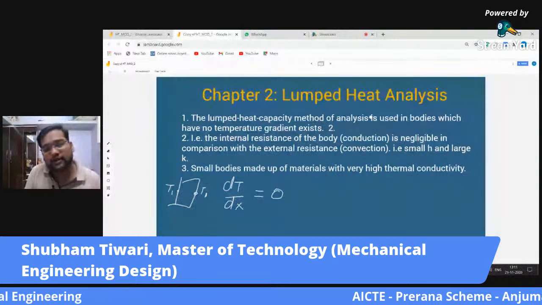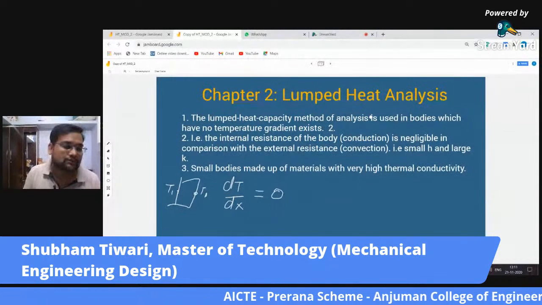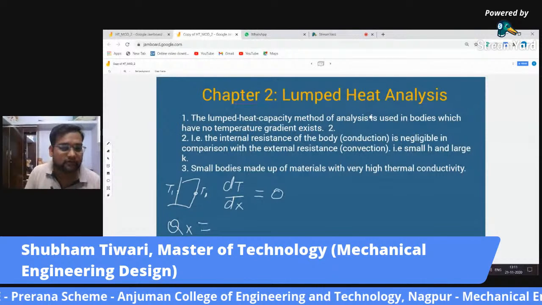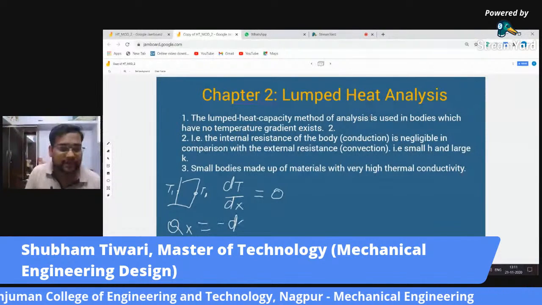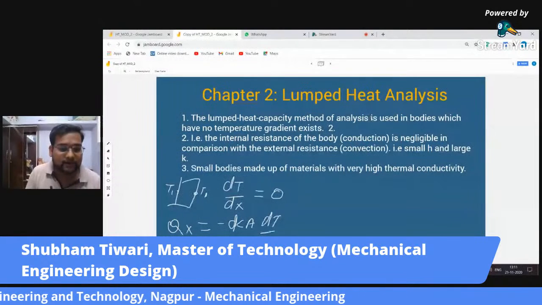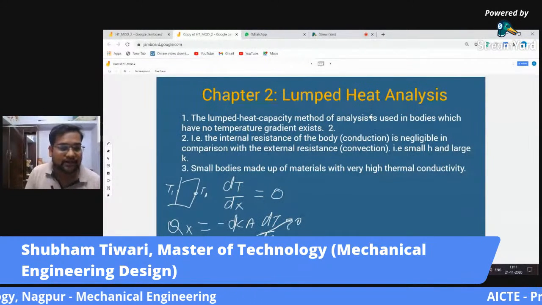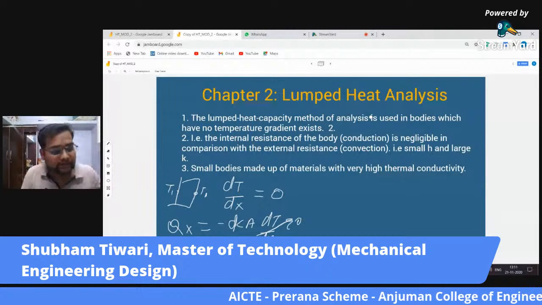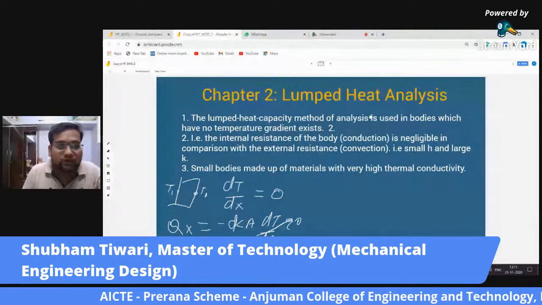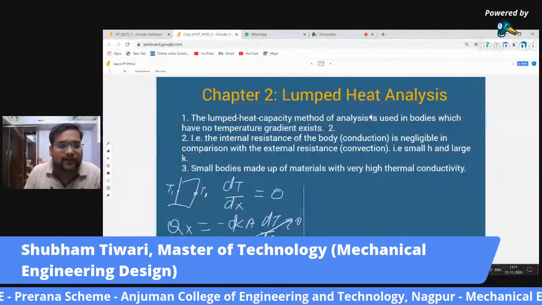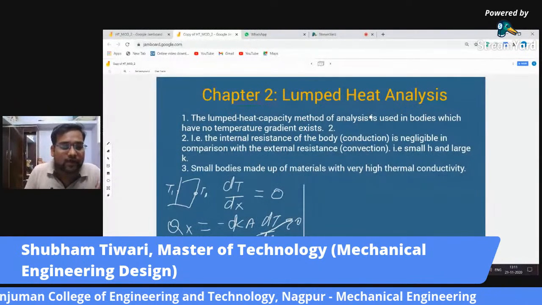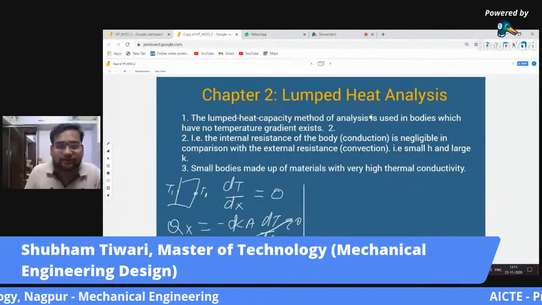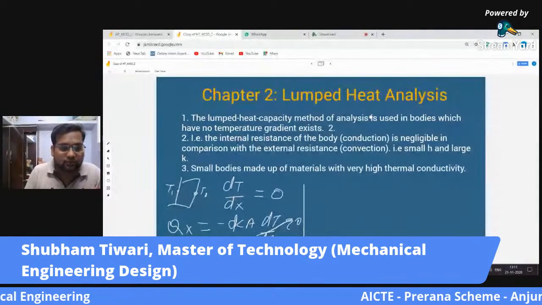So how is it possible according to Fourier's law of heat conduction? The heat carried away through this body must be equal to minus kA dT by dx. If this is zero, then this entire heat transfer should be zero. So what we can do here is simply say that there is no heat conduction. The only heat that is transferred throughout this body will be because of convection.